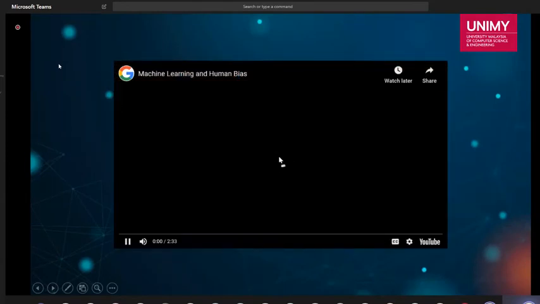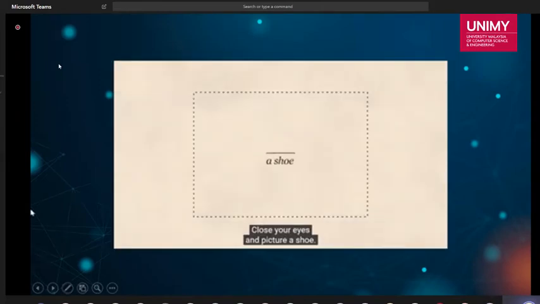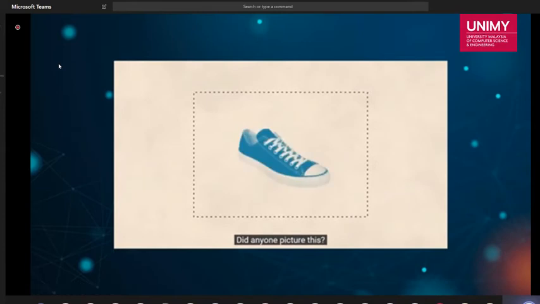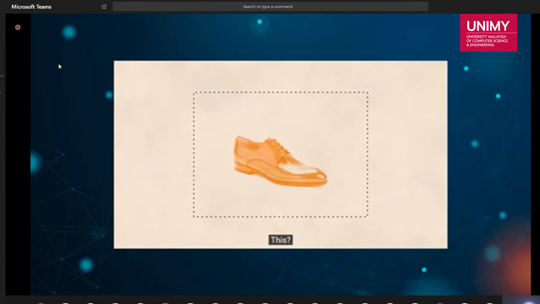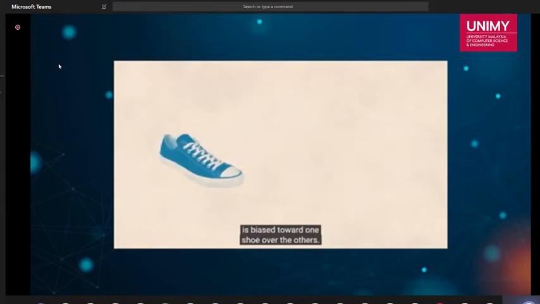If it doesn't, then close your eyes and picture a shoe. Okay, did anyone picture this? This? How about this? We may not even know why, but each of us is biased toward one shoe over the others.